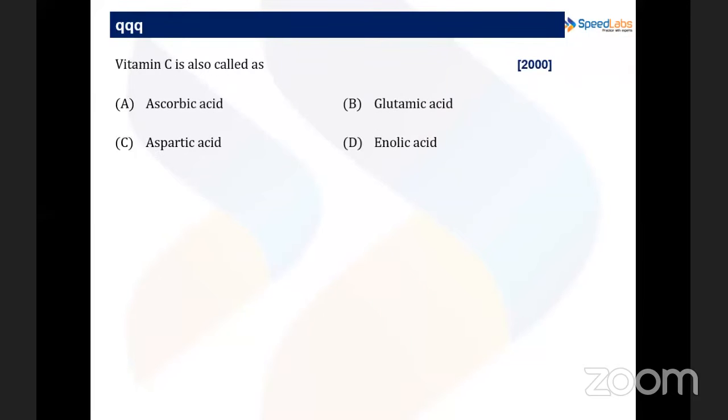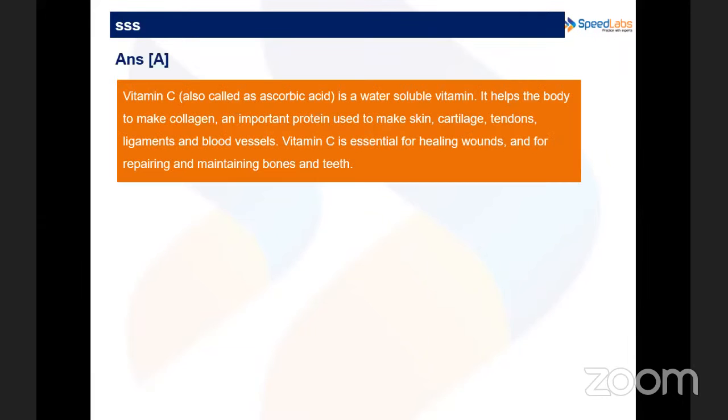Next question is, vitamin C is also called as option A, ascorbic acid, option B, glutamic acid, option C, aspartic acid, option D, enolic acid. I have discussed this in the first question of the class, in which I told you what is the other name of vitamin C. So the answer to this question is option A, ascorbic acid.